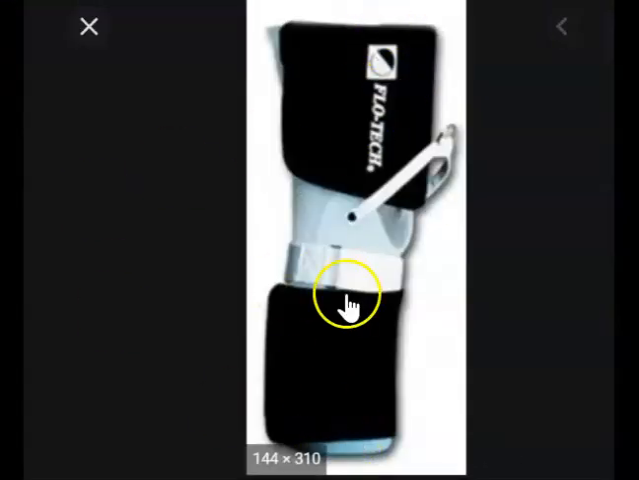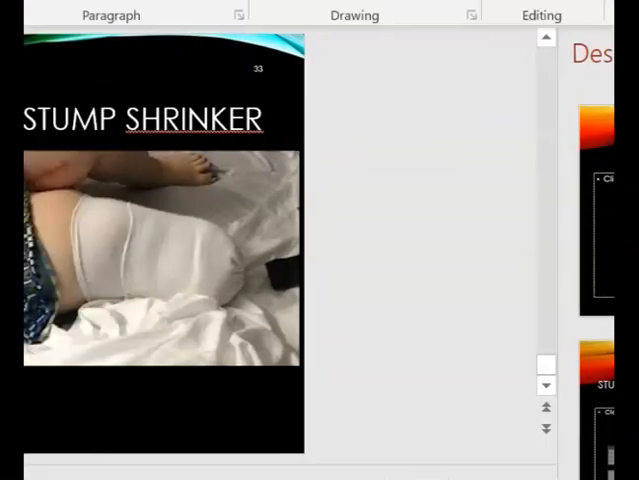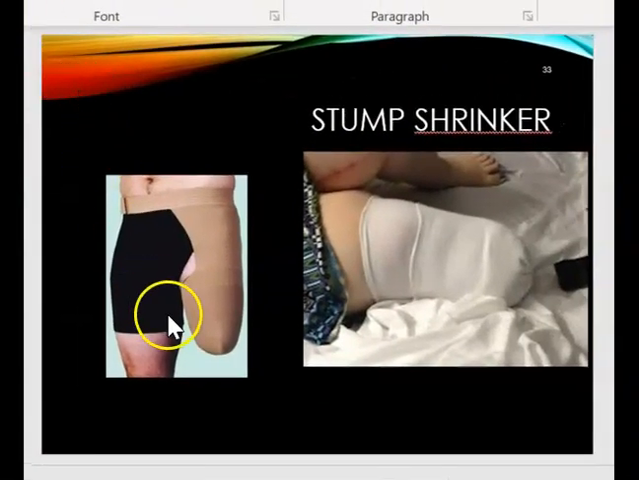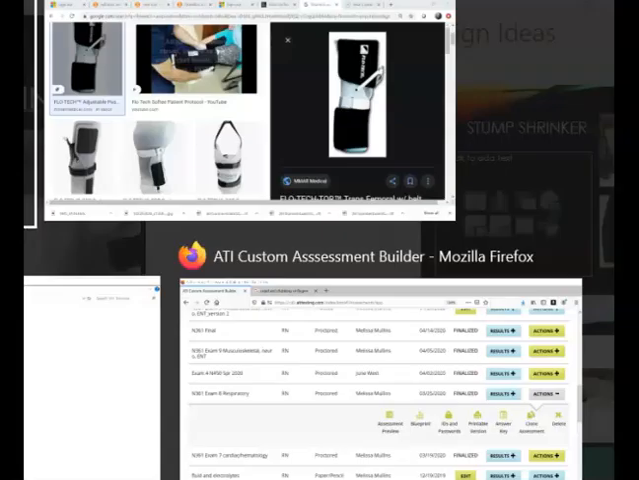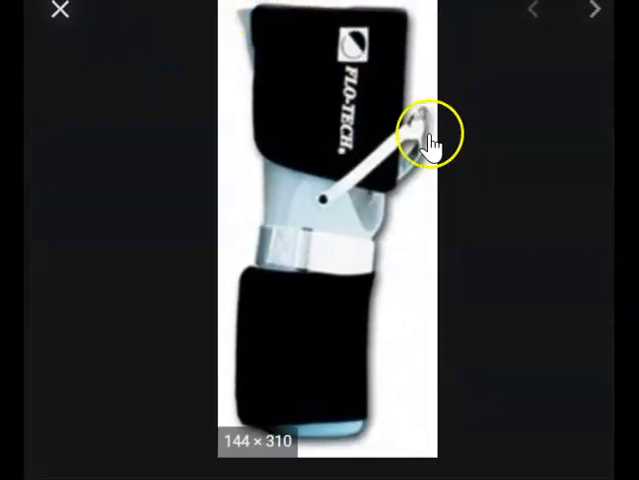So this is going to be the FlowTech. So again, this one, shrinker, that goes on after your gauze dressing. So gauze dressing, shrinker, spacer, and then the FlowTech, which is going to be this one right here. And that's hard plastic and helps protect it. There's a little piece of foam down in there too, in case the patient bumps her leg.